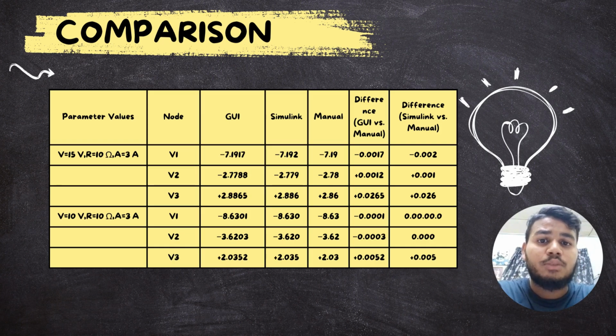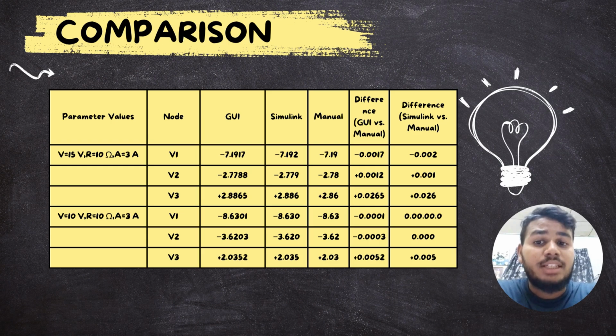So the difference between GUI and manual calculation is 0.0017 for V1, V2 is 0.0012, and V3 is 0.0265. But in the Simulink versus manual difference, V1 is negative 0.002, and V2 is 0.001, and V3 is 0.026.